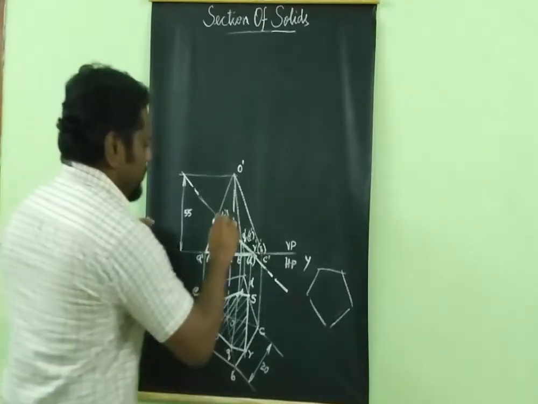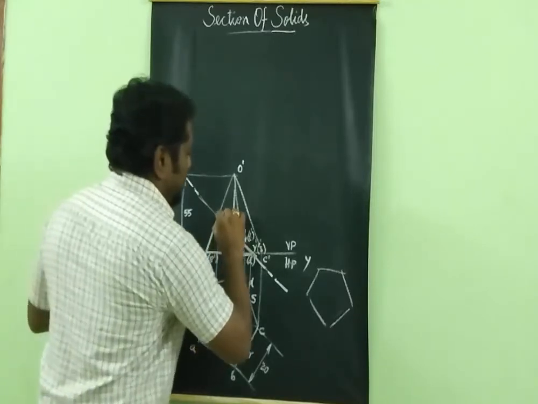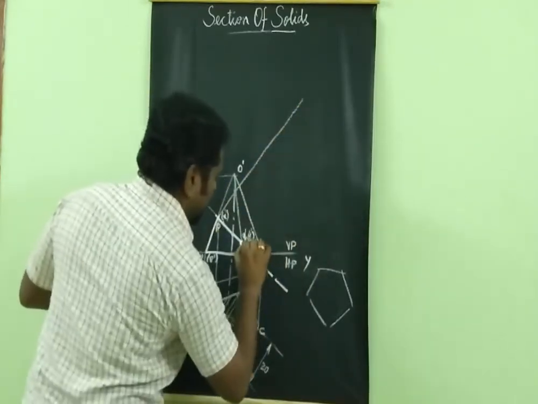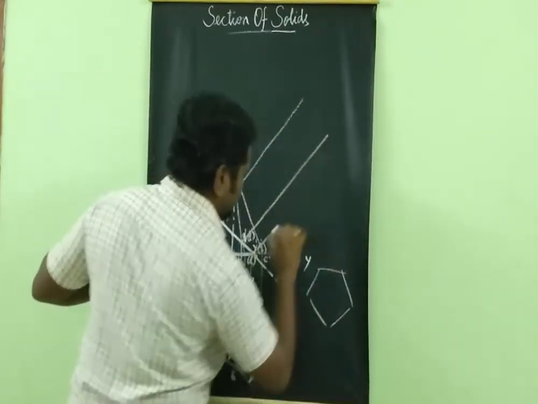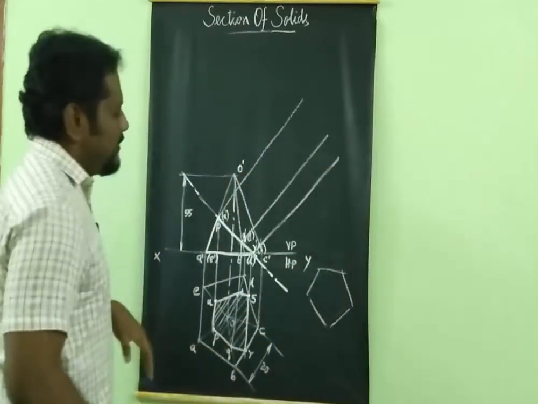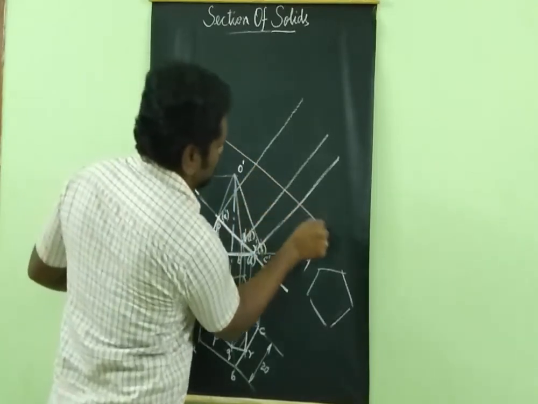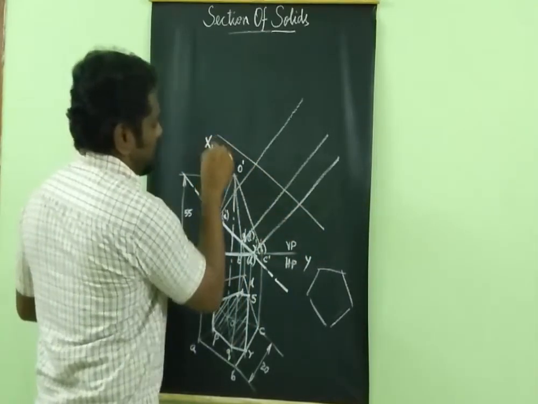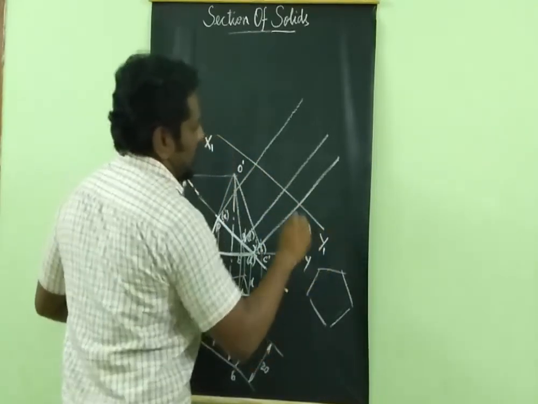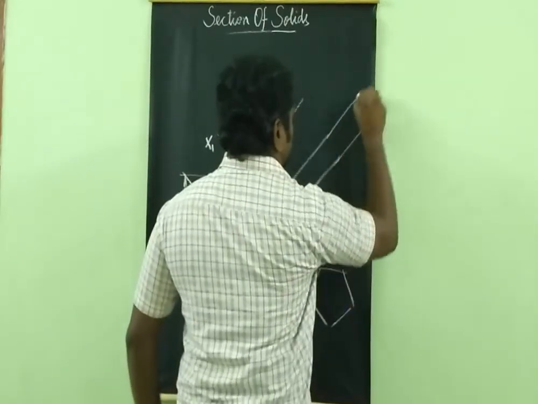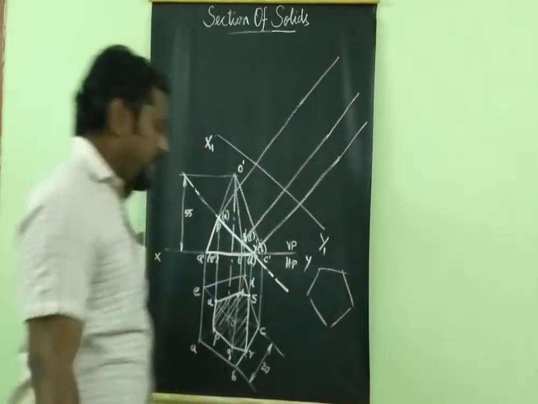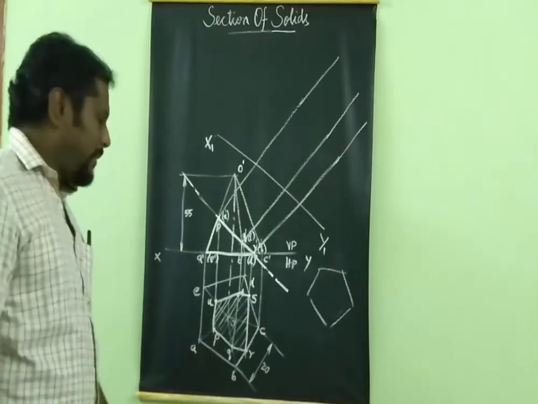So for the true shape, you have to draw a perpendicular line from all the cutting points like this. Draw a parallel line to the cutting plane outside of the solid like this. So this is my x1, this is y1. So extend this line if possible. Okay, now you have to mark the point P.